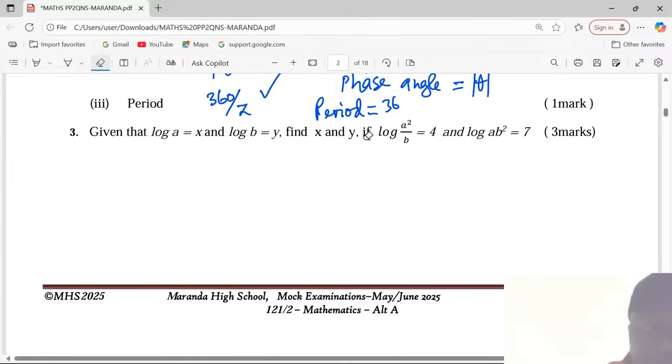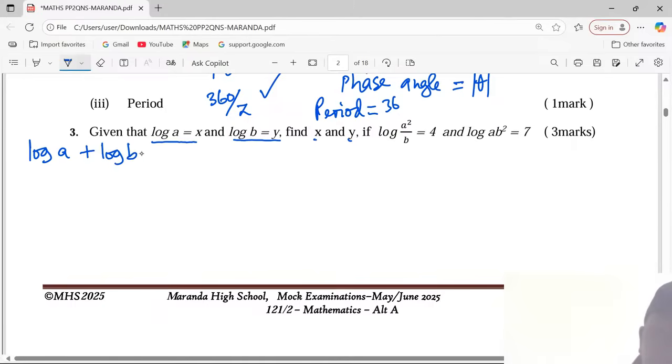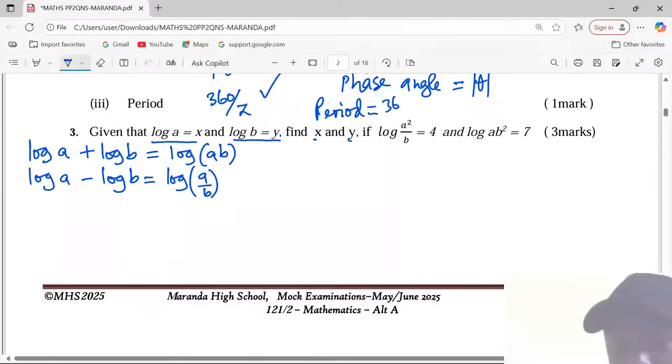Look at this. We've been told that the log of a is x, the log of b is y. Then we find x and y. We apply the laws of logarithms. One, we know that the log of a plus the log of b is solved by taking the log of a multiplied by b. And when we have the log of a minus the log of b, as long as the bases are the same, we will talk about the log of a over b.